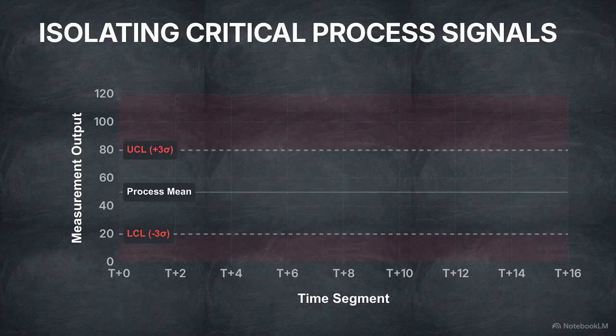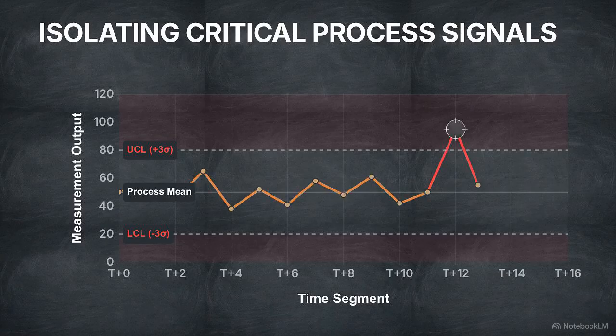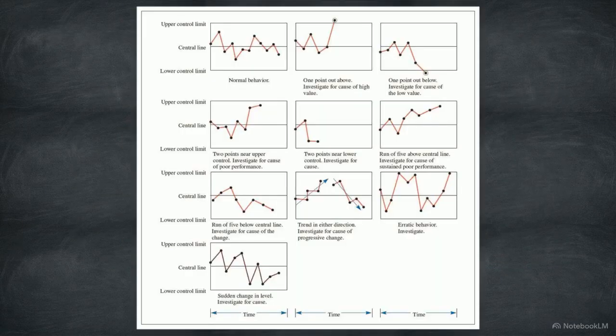Control charts allow operators to visually distinguish between the normal background noise of the factory and special signals that require immediate investigation. This chart maps the 10 visual signatures of a process drifting out of control. Beyond a single point spiking above a limit, operators watch for subtle mathematical warnings, like 5 consecutive points above the central line or a sudden shift.